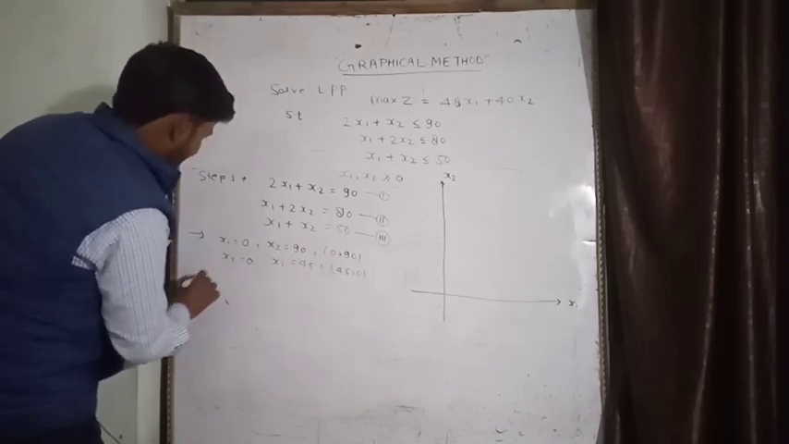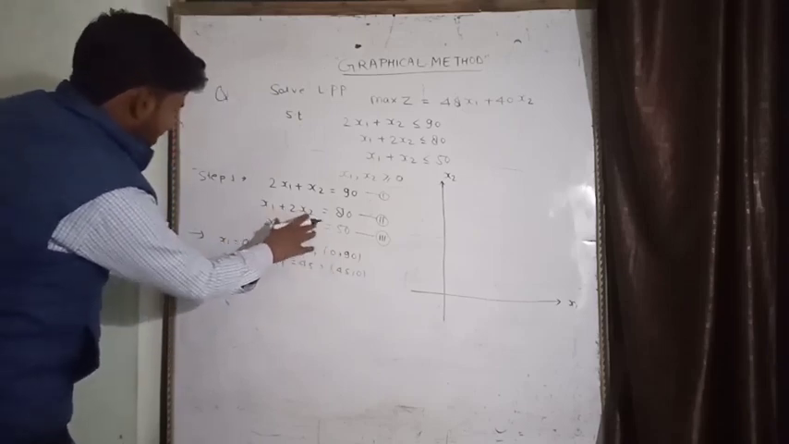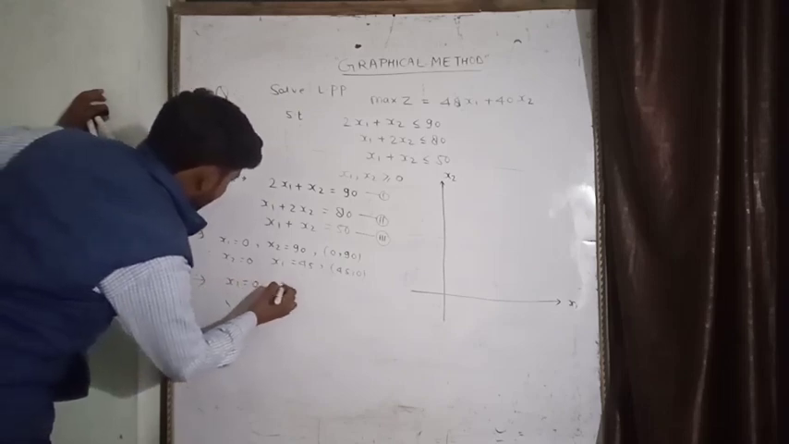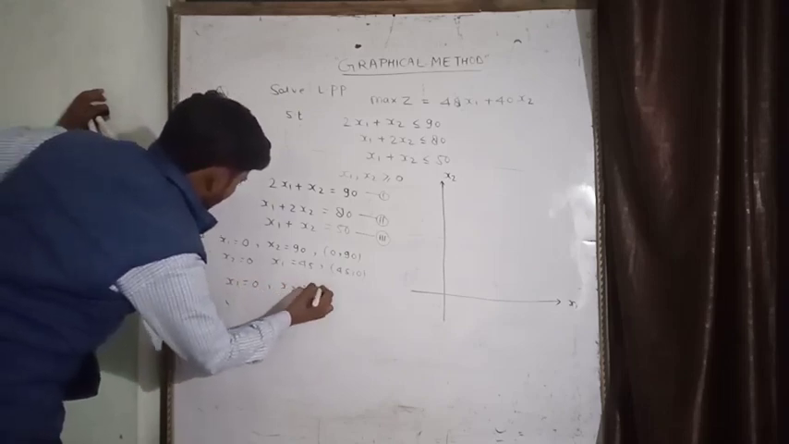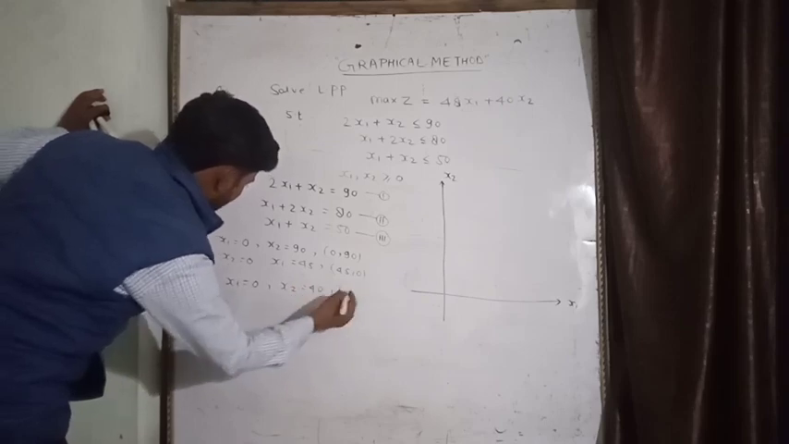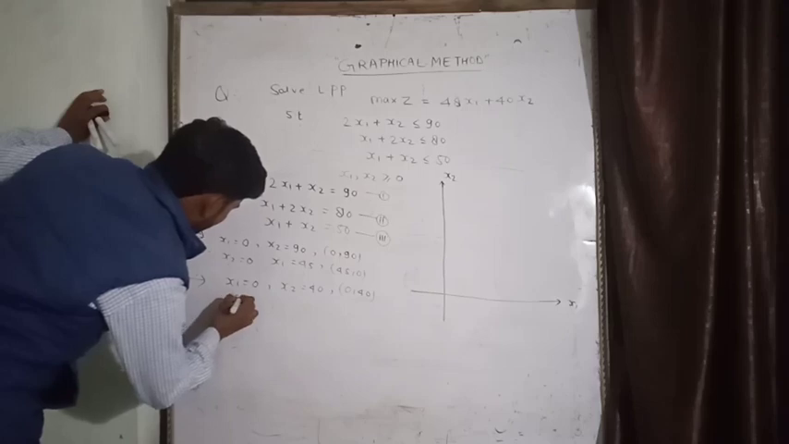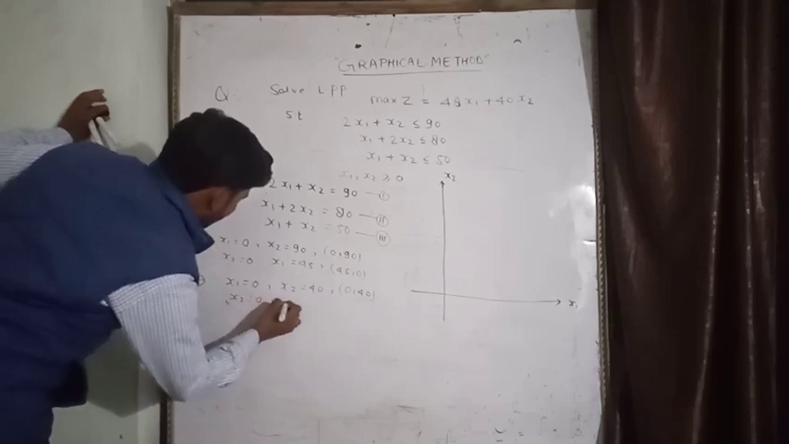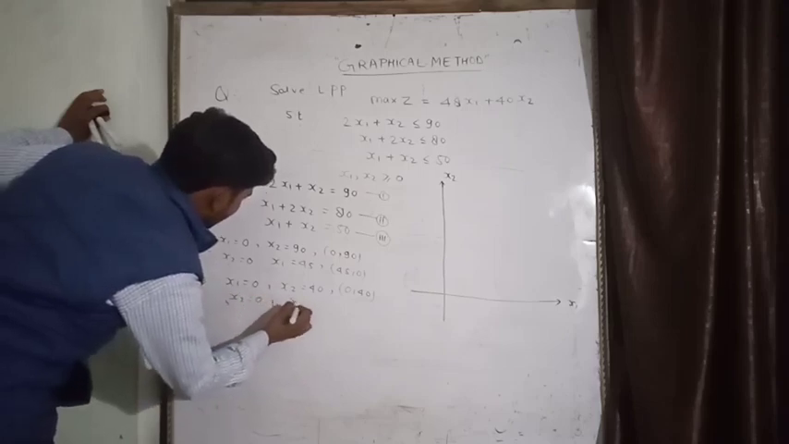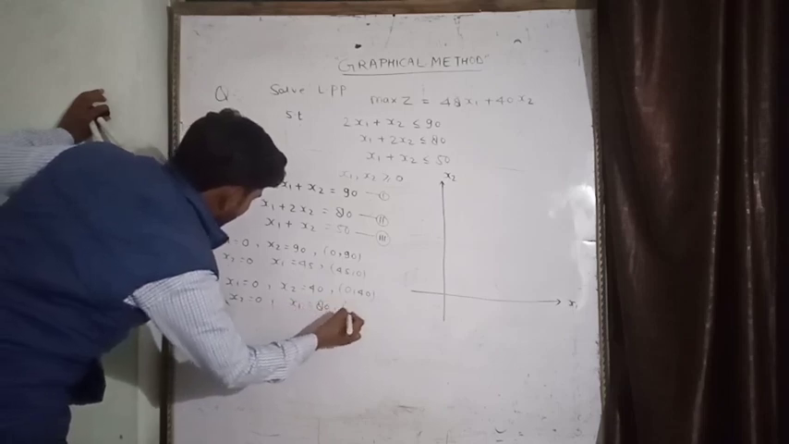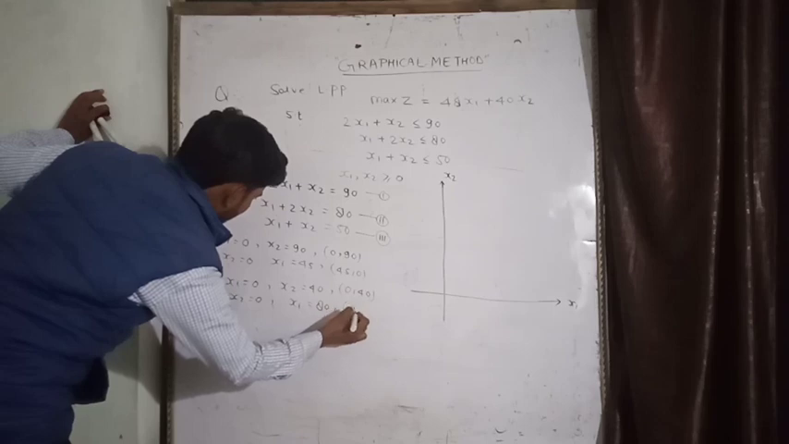Now, for equation second, if we put x1 is equal to 0, then x2 is equal to 40, so the point is 0, 40. Now, if x2 is equal to 0, then x1 becomes 80, and the point is 80, 0.